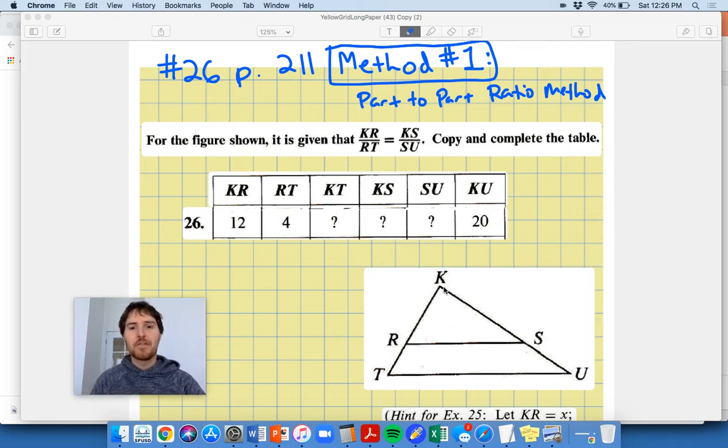Mr. Fortin here. Method number 1 of 3. I think this is the easiest method for doing number 26. So let's quickly run through it.